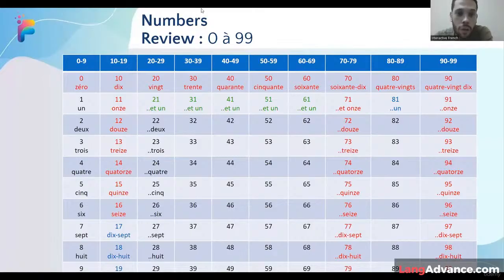So, starting with 0, all right? We actually haven't touched upon 0 yet because 0 is actually pretty easy, pretty self-explanatory. If you want to say 0, you're going to say zero, okay? Zero, right? Because it has the E accent on top, right? So we say zero.